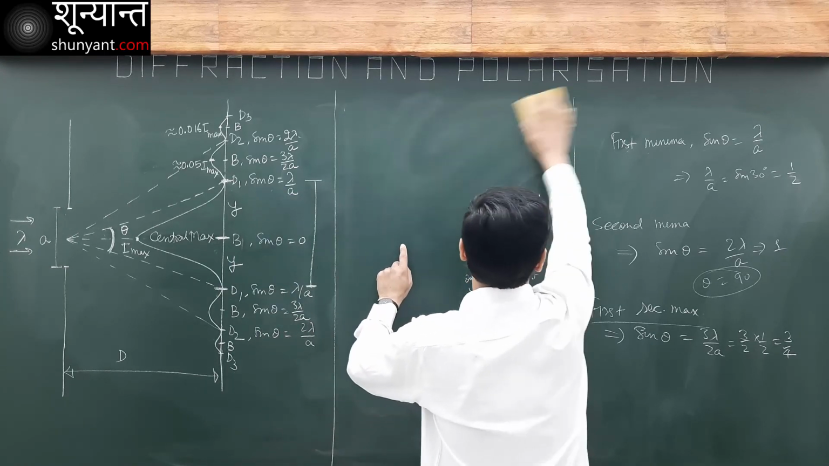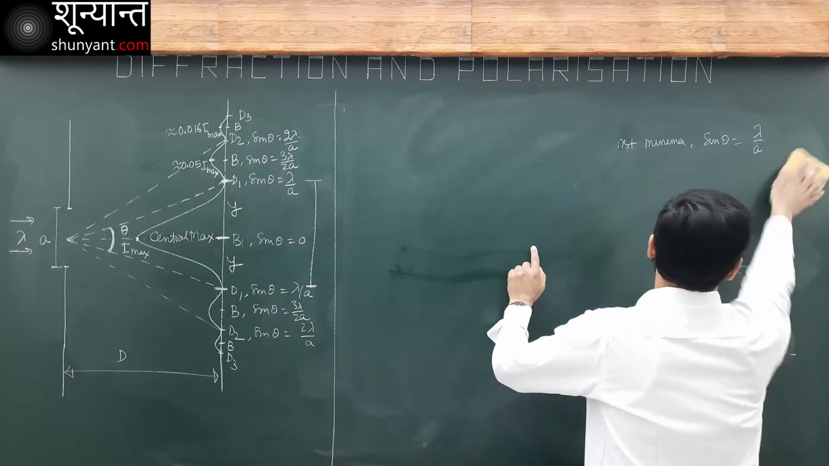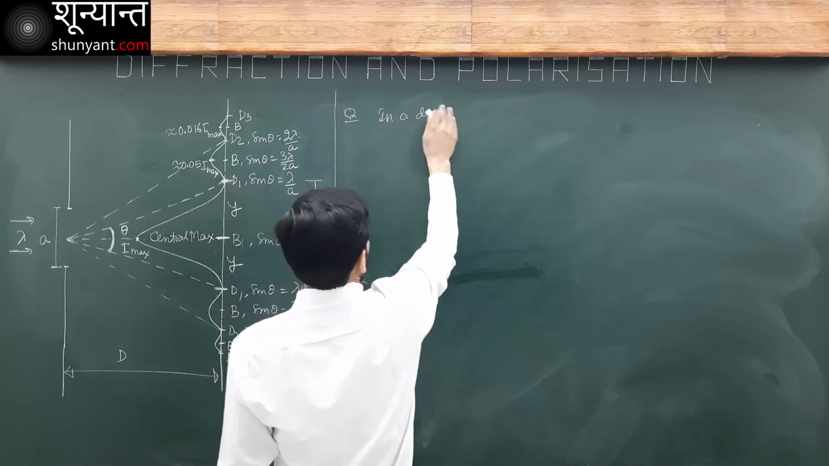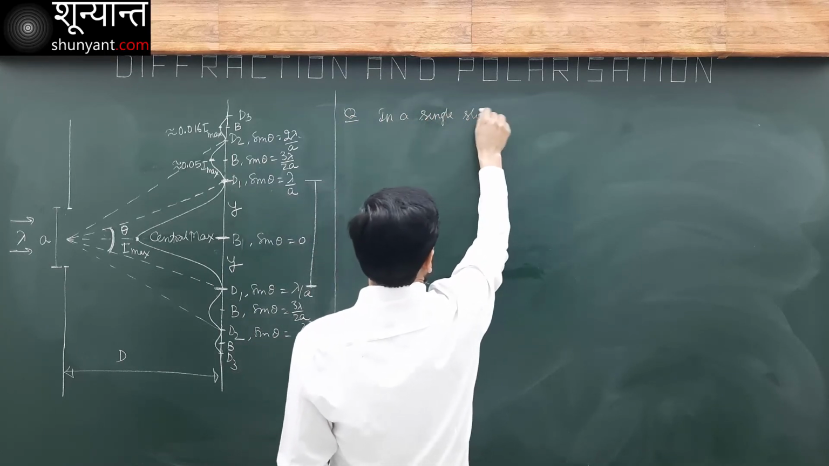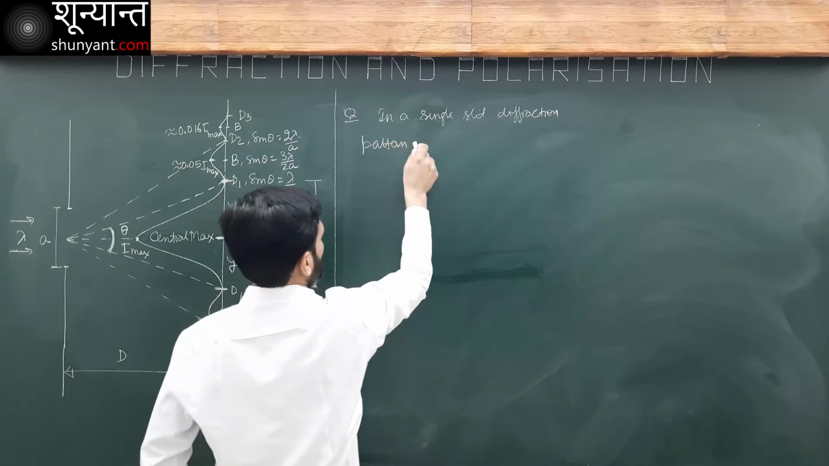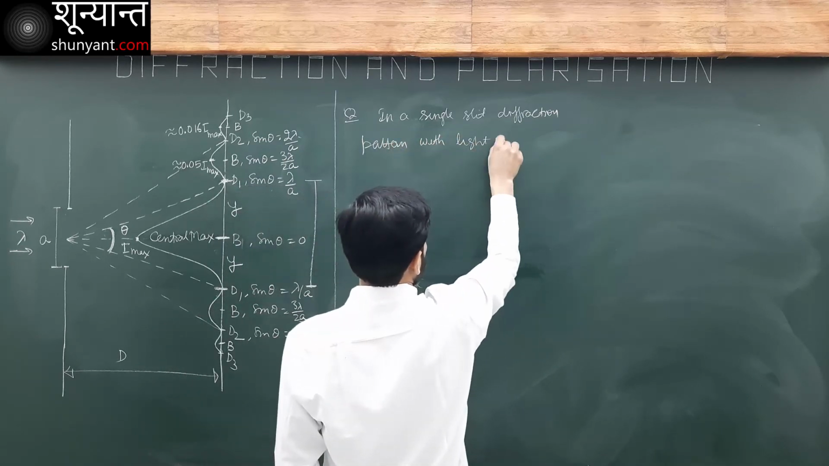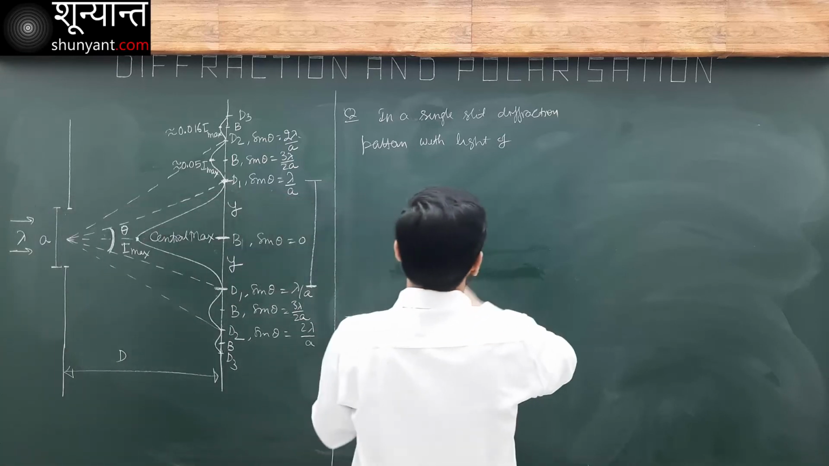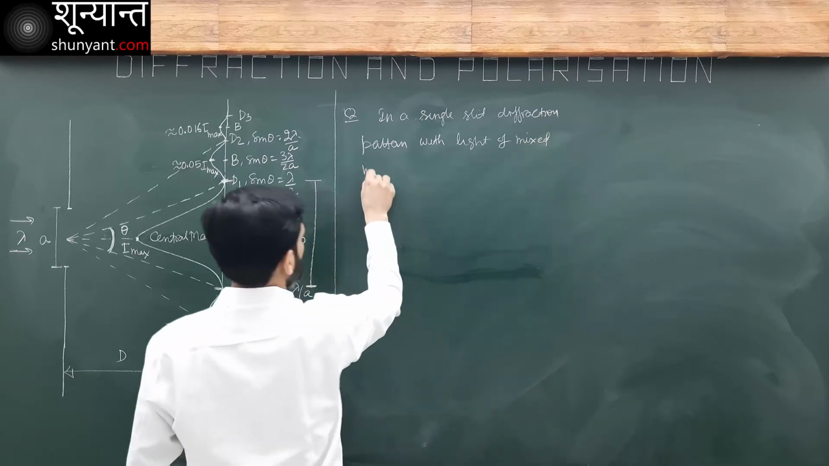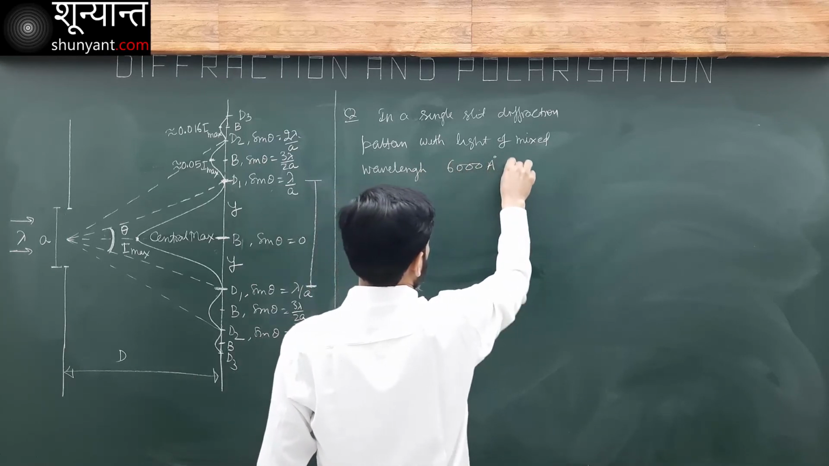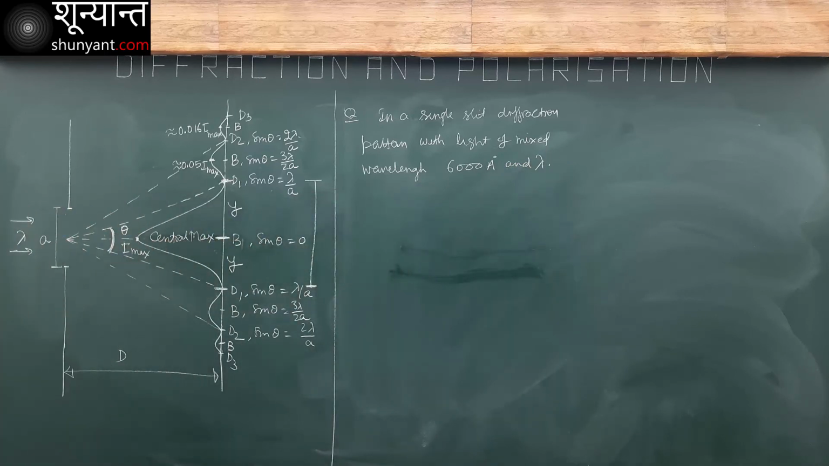Okay, let's do a few more problems. In a single slit diffraction pattern, with light of mixed wavelength 6000 angstrom and lambda. So I have two wavelengths, 6000 and some unknown, lambda.